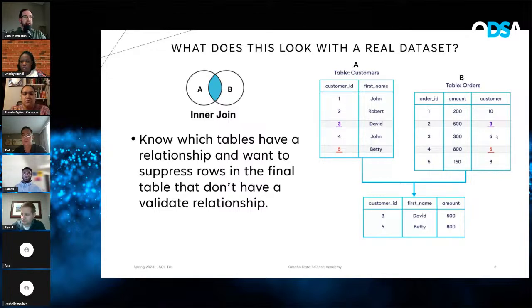And in this case, since our orders table only has orders for customers 3 and 5, which are David and Betty, we're only going to return their order quantities from the orders table. We're going to exclude customers 1, 2, and 4, and we're not going to return any information on orders 1, 3, and 5.